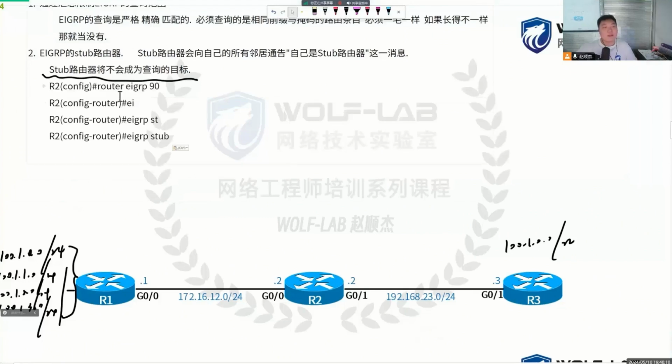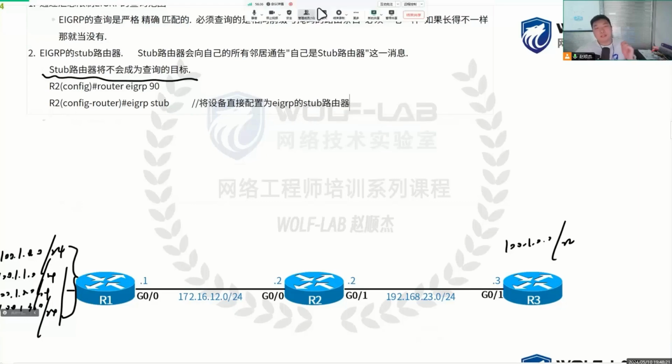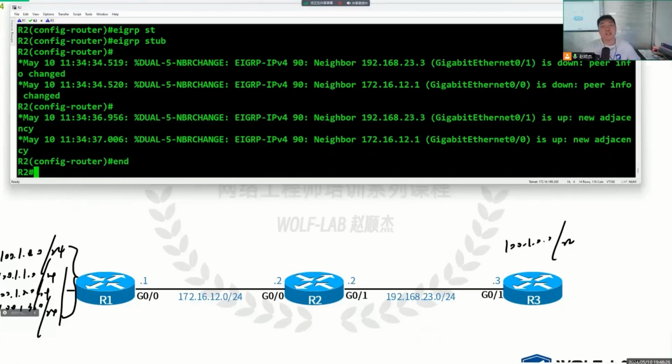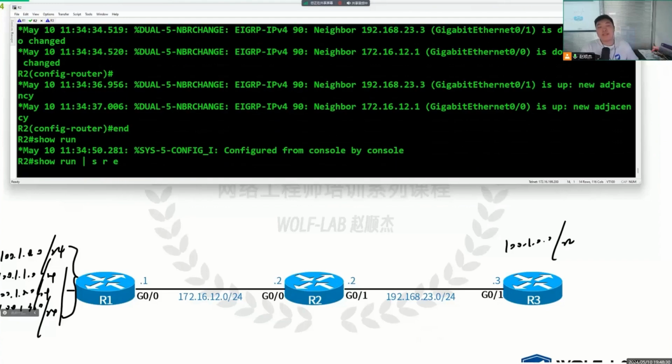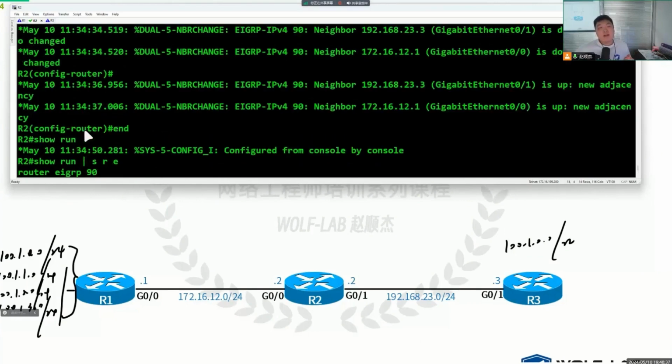So you see, we directly typed EIGRP stub, turning our router into an EIGRP stub router, after which it added two more parameters, one connected, the other summary. These two parameters are related to another feature of our EIGRP stub router. Let's first look at its first feature. We will not become a target of queries. This feature is very simple.